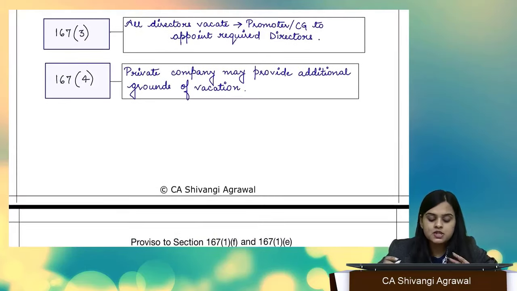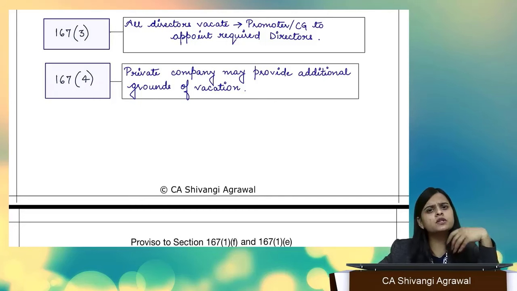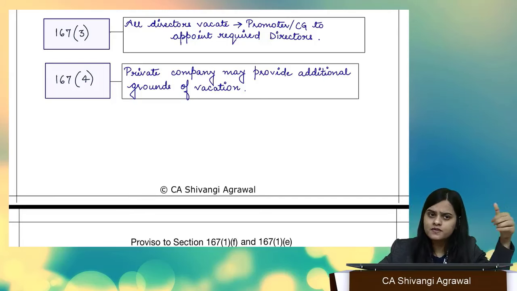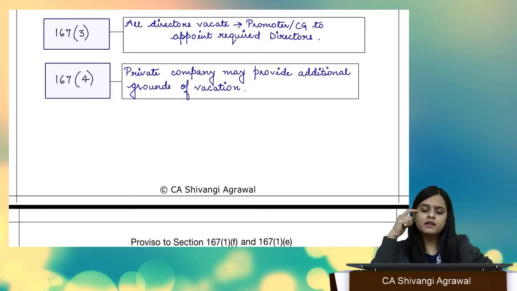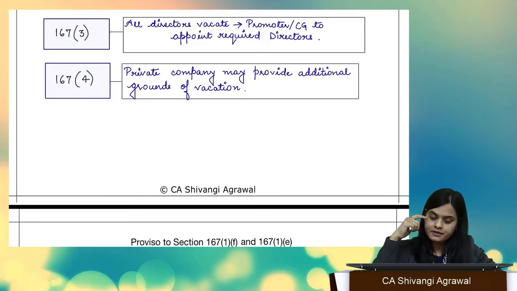There can be a situation that all the directors have vacated the office. Now, the company again cannot run on its own. So, we need the directors. Where will we go? We will go to the promoters. The promoters will appoint the directors. In their absence, we will go to the central government, and the central government will appoint the directors. They will hold office till the general meeting, and in the general meeting, regular directors can be appointed, or these directors can only be regularized, right?